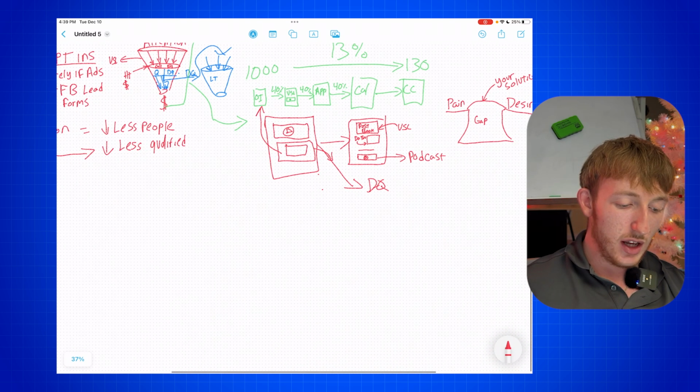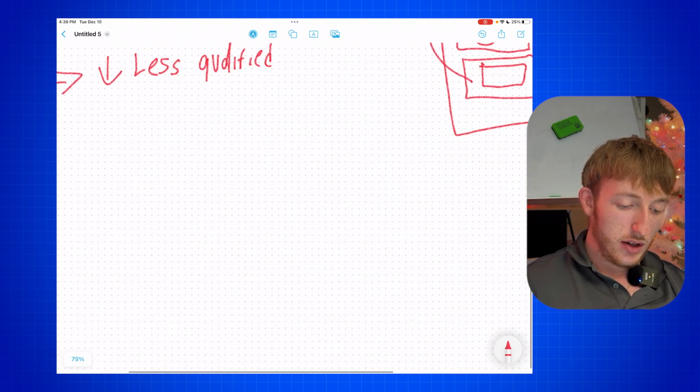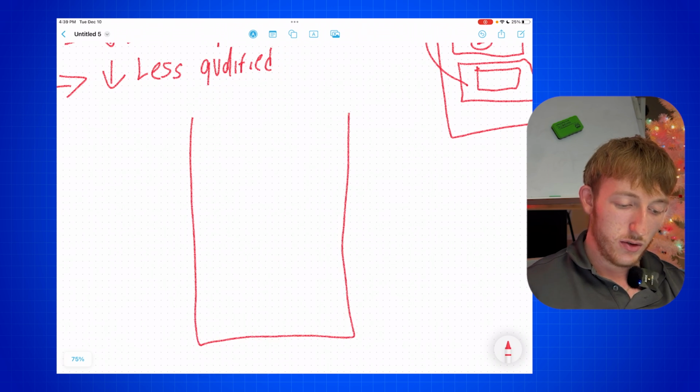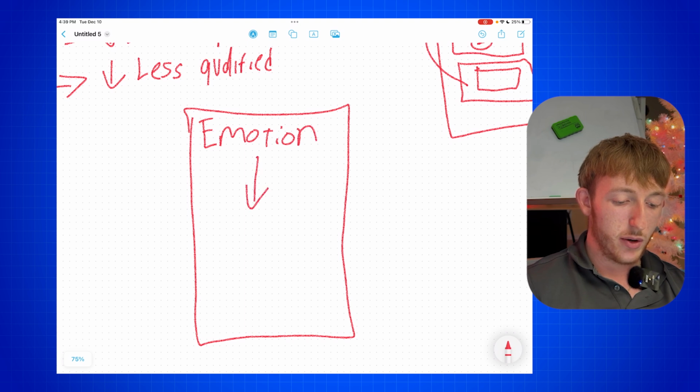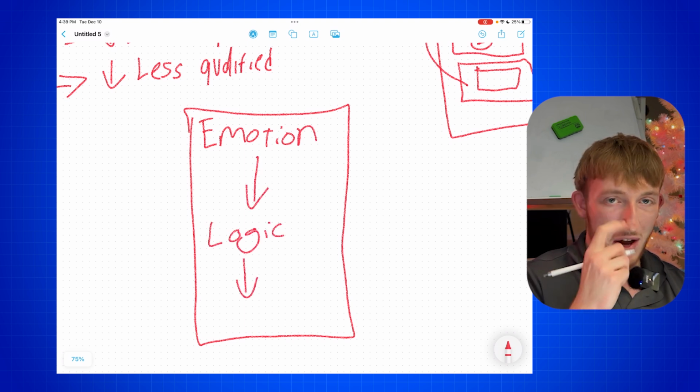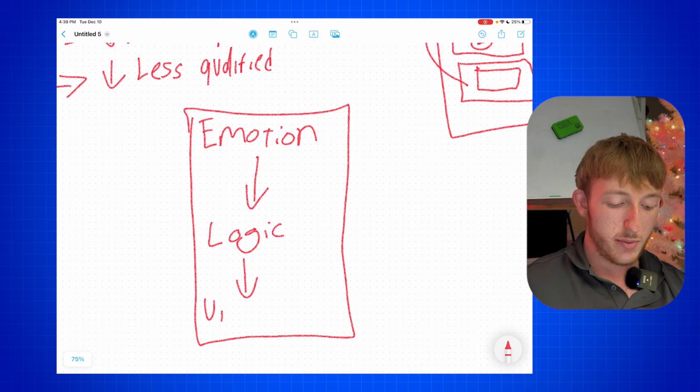If I'm looking at a funnel, at the top of the funnel, I'm optimizing for emotion, right? As I go through the funnel, then I can optimize a little bit more for logic. And then down here at the bottom of the funnel, if they've already scrolled all the way through, we need to be optimizing for urgency and scarcity.